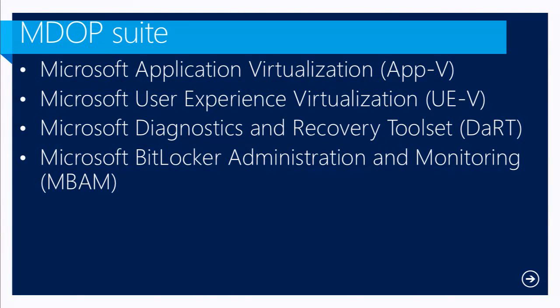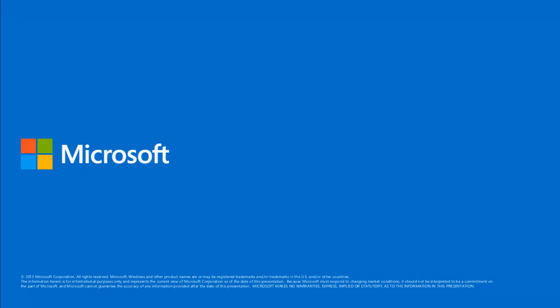The recovery tool set, and there we go, the recovery tool set. And then BitLocker Administration and Monitoring, also known as MBAM, which is a great acronym when you think about it. So BitLocker, the administration of BitLocker, you know, one of the dangers of encryption is, what do you encrypt? The stuff that's important. What do you lose? The stuff that's important. So keep that in mind.